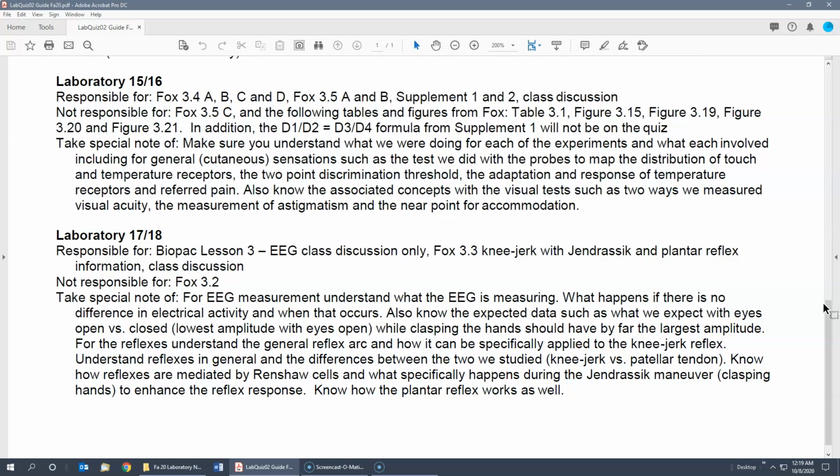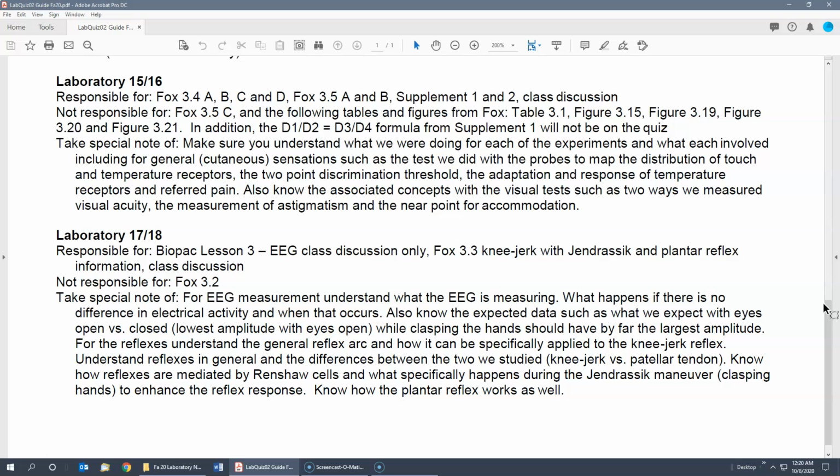In terms of the visual tests, you should understand the 2 ways we measured visual acuity, even though you don't have to do the calculations for the D1, D2 eye thing. You should understand that test. You should understand the Snellen eye chart and how that works. You should understand what astigmatism is, and what the near point of accommodation is, and how to use that table to figure out someone's visual age, and then assess it based on their chronological age, which is really just how old they are.